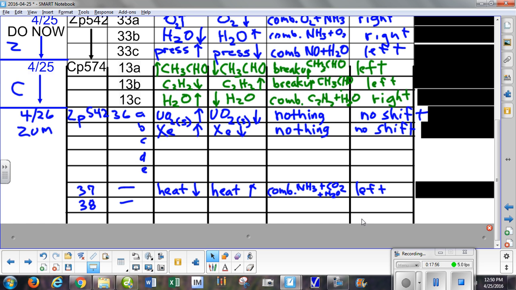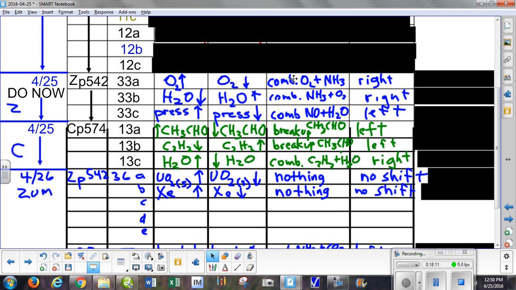All those things coming together means that we're putting things together from the right side. That means we'll make the left side. If we're putting things together from the left side, we're going to make the right side. Right? Or in the case that we had up here, the breakup of the CH3CHO. The CH3CHO was on what side?